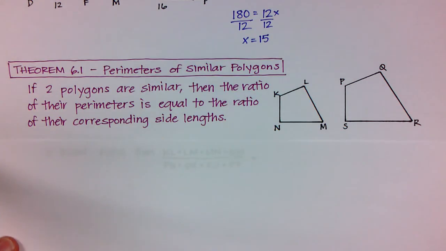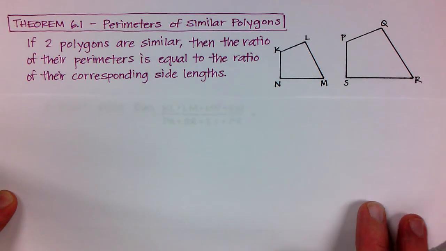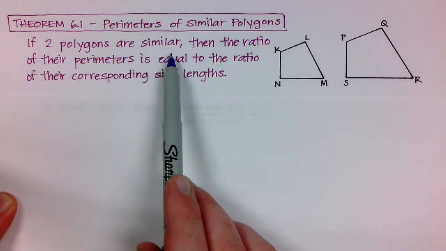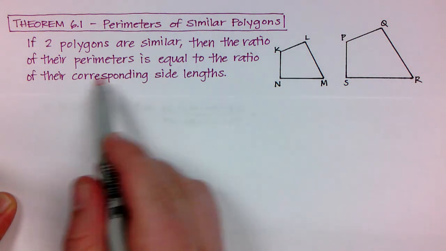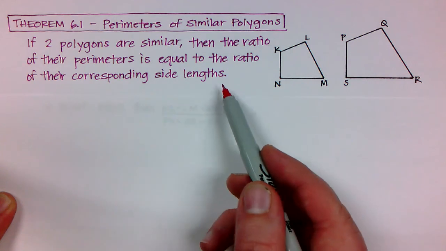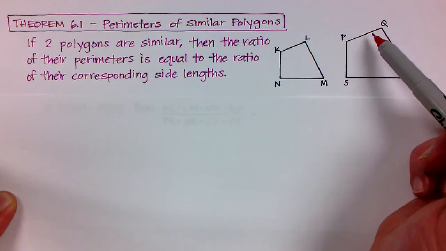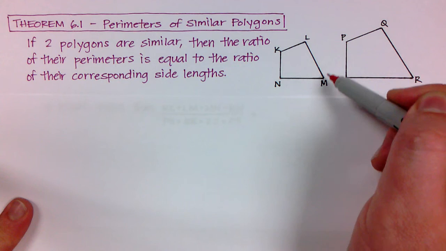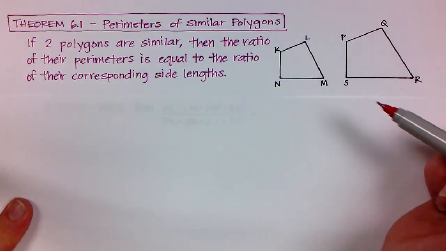This is theorem 6.1, and it's titled Perimeters of Similar Polygons. And what it says is that if two polygons are similar, so that's something that you're given in the very beginning, then the ratio of their perimeters is also equal to the ratio of their corresponding side lengths. So if I was able to find just the ratio of their corresponding side lengths, it would be the same as if I compared the whole perimeter of KLMN compared to the whole perimeter of PQRS.